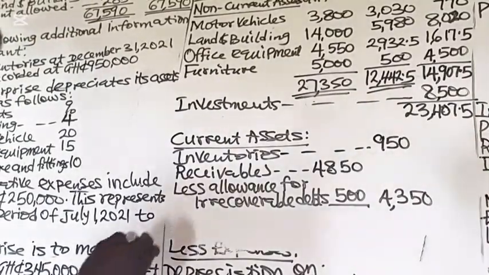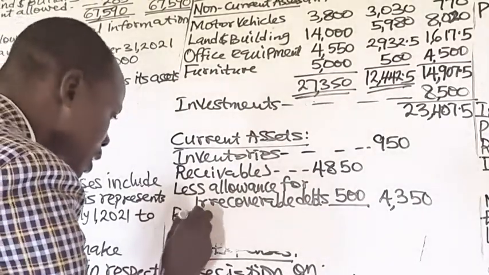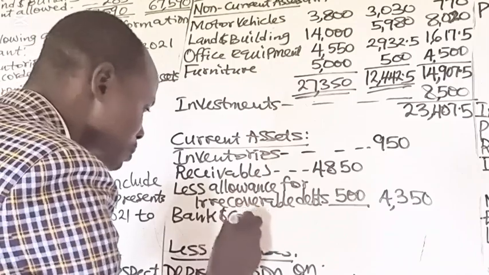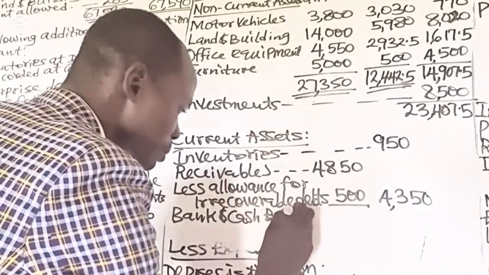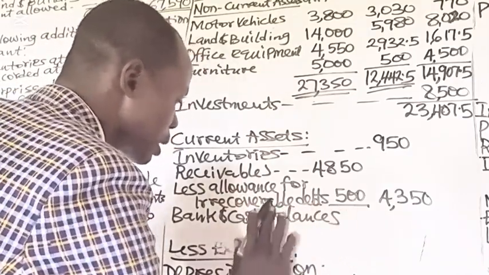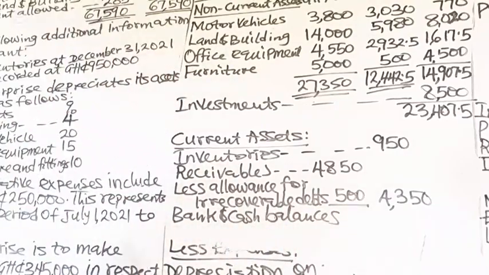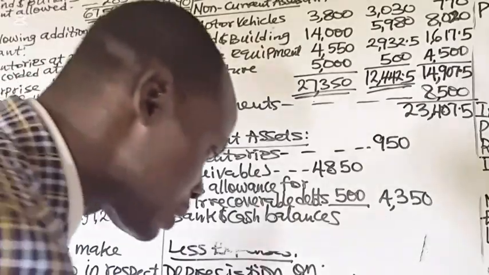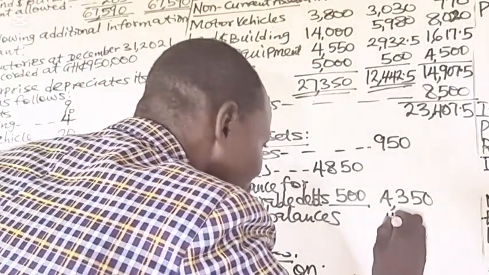Bank and cash balances. Bank and cash balances, and that amounted to 4,380.